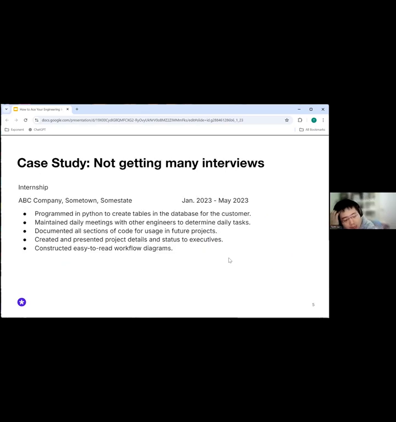Okay, another case study here. I have a student of mine who is not getting many interview opportunities. This is a section of their resume. So can we all take a quick look at this resume and maybe provide a comment or two in the chat box? What do you see? There's something obviously wrong in this resume. What is it? I'll wait for 20 seconds for any potential thoughts.